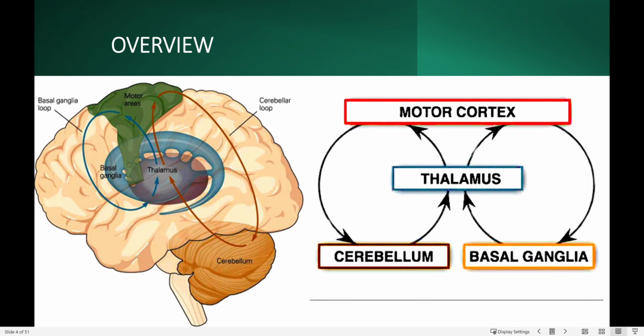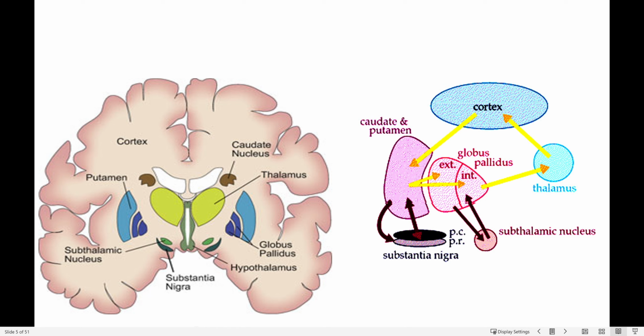This overview shows the two main feedback loops that modulate the signals coming down from the motor cortex down the pyramidal pathways, and that modulate our movements. So the basal ganglia loops and the cerebellar loops. The motor cortex basal ganglia thalamus loop controls the speed of movements, and the motor cortex cerebellum thalamus loop ensures smooth and coordinated movements. As you can see, both loops flow through the thalamus.